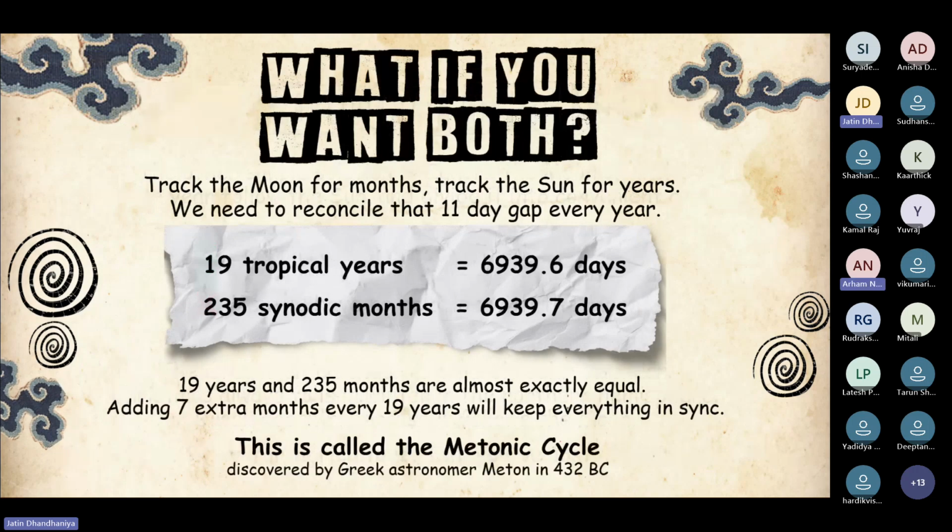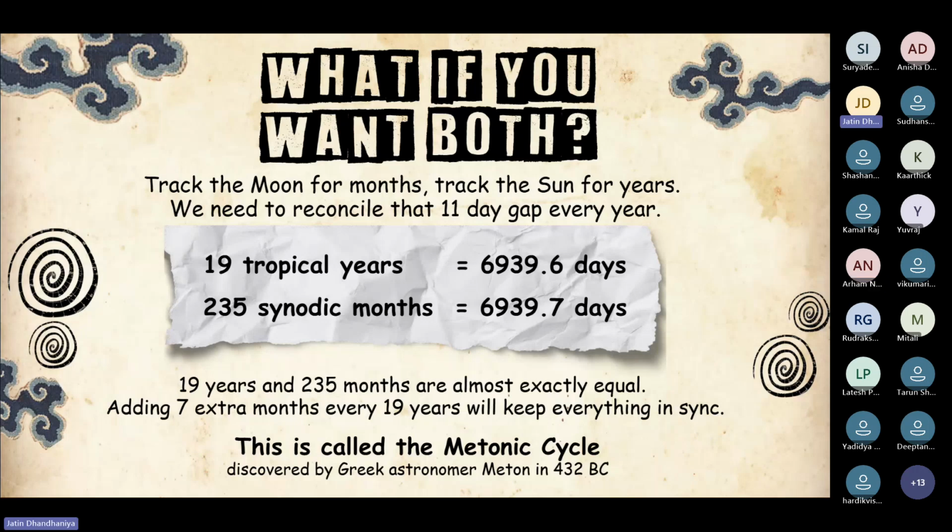What if we want both? Track the moon for months and track the sun for years. We need to reconcile that 11-day gap every year. So now let's talk about a coincidence with this. 19 tropical years equals 6939.6 days and 235 synodic months equals 6939.7 days. So 19 years and 235 months are almost exactly equal.